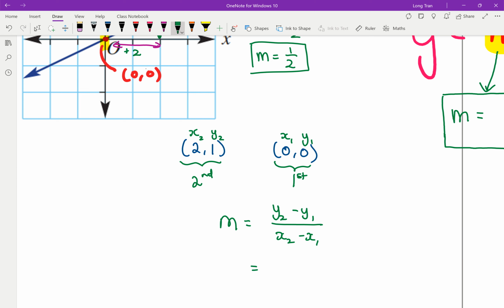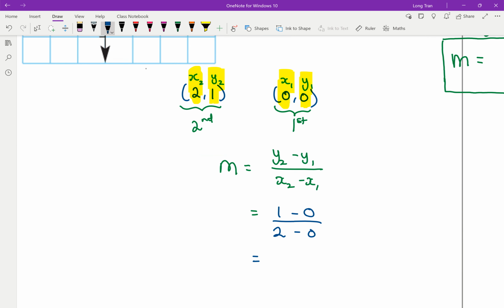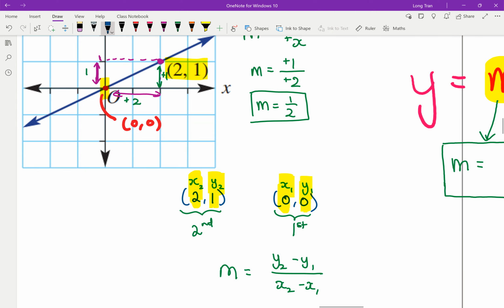So, based on the pattern, y2, which is 1, minus, so y2 is over here for those who aren't keeping up. So 1 minus y1, which was 0, divided by x2. Okay, so x2 is over here. That's a 2. Minus, which one's my x1? This one, which is 0. And you can see that you end up with 1 minus 0 is 1, and 2 minus 0 is 2, and you get the same answer as what I had over here.